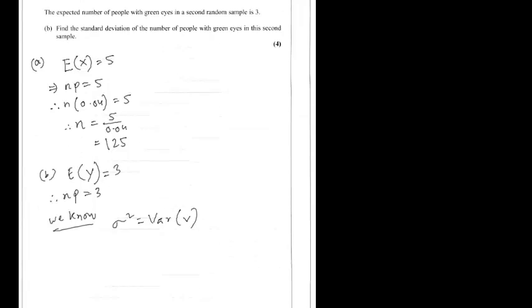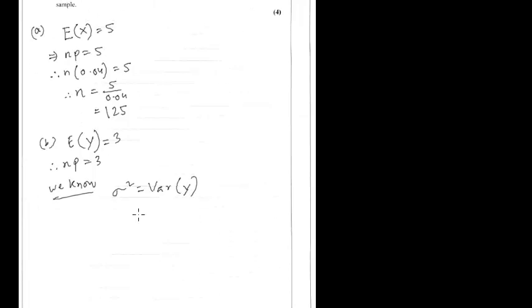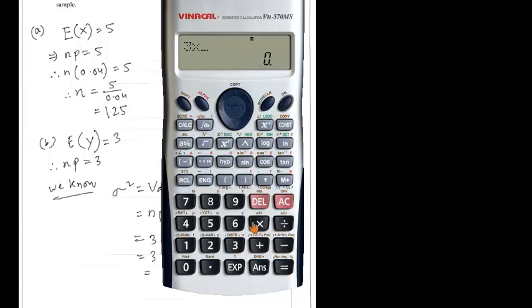Find the standard deviation. Standard deviation means variance first. The formula for variance: sigma squared equals variance of y, and the formula for variance is npq. q means 1 minus p. So np is 3 and q is 1 minus 0.04, that means 0.96. That means 3 into 0.96, that makes it 2.88.